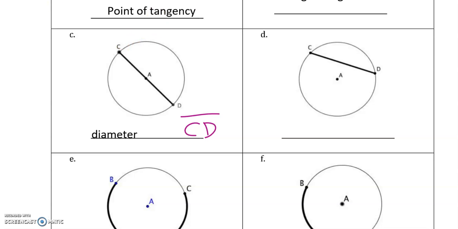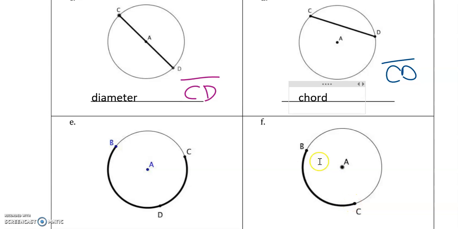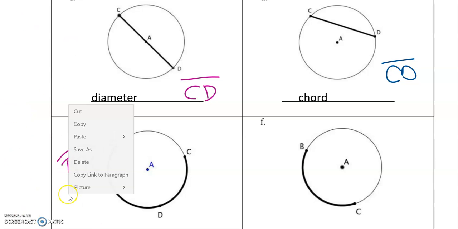And then here we have another segment CD, but it does not touch at the center, so that is just going to be a chord. It is not a secant because it does not extend past our circle. And finally, if we look here, I see that we have arc BDC. I know that it's arc BDC because it's a major arc.